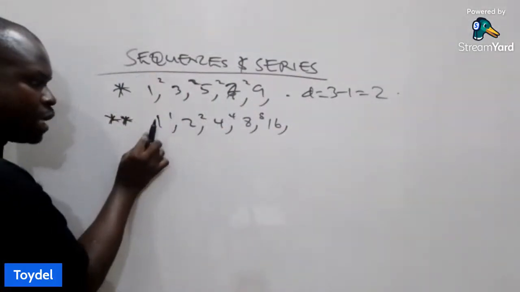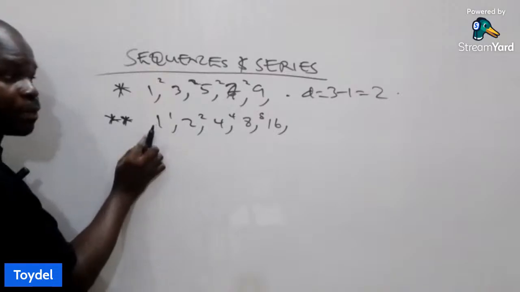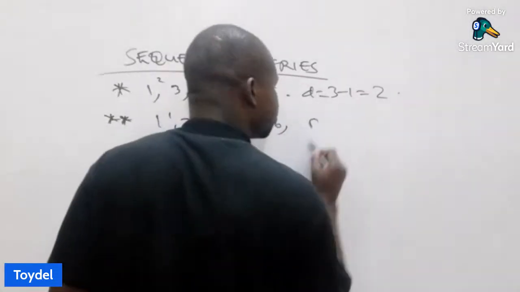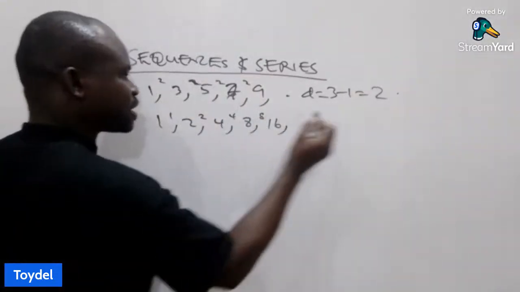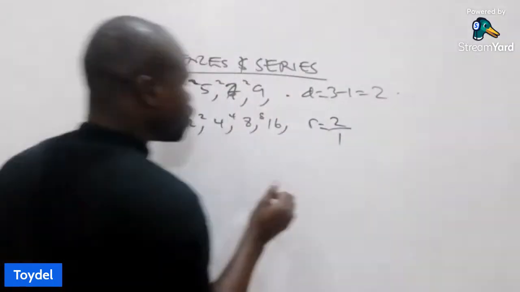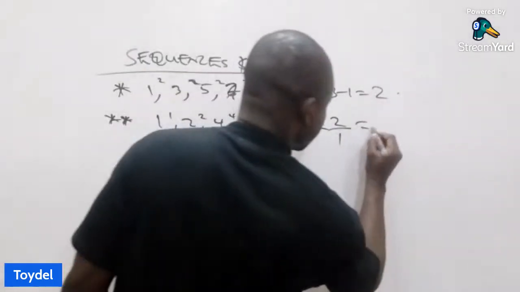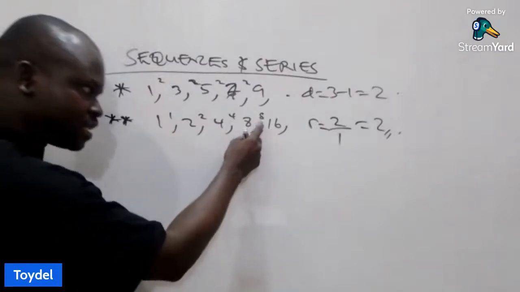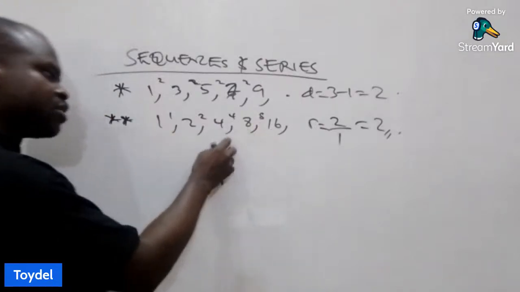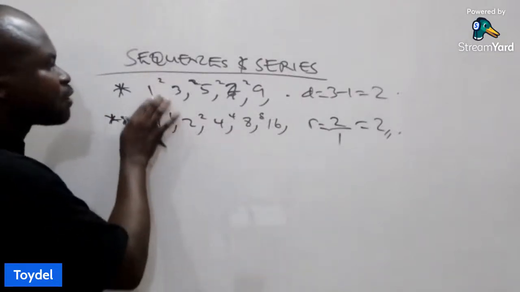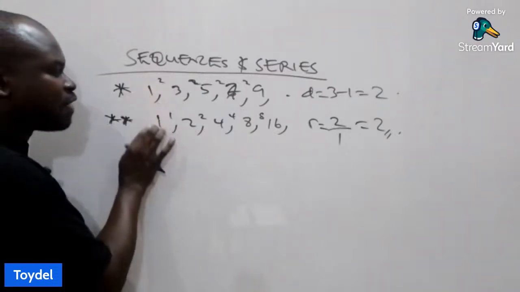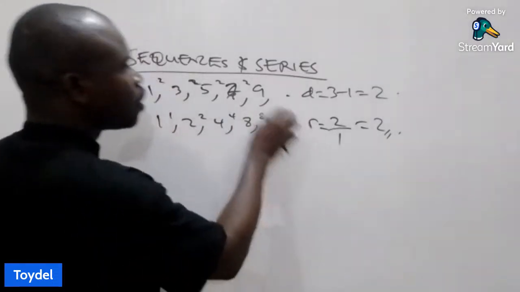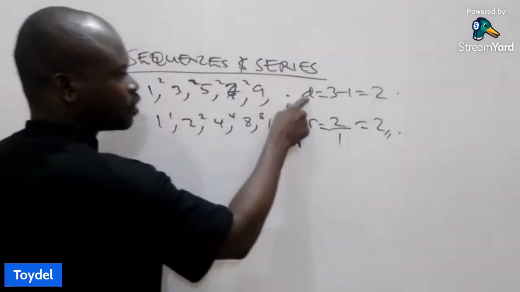Under exponential sequence, which is GP, geometric progression, we have what's called the common ratio. The common ratio simply means the second term divided by the first term, or the third divided by the second. And here we also get 2 as the common ratio. If I say 16 divided by 8, it is 2. 4 divided by 2, it is 2. So under the exponential sequence we have common ratio, r. Under linear sequence, AP, we have common difference.